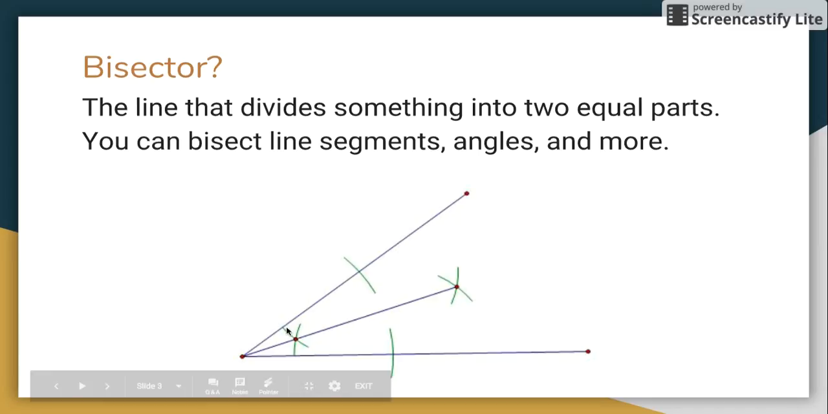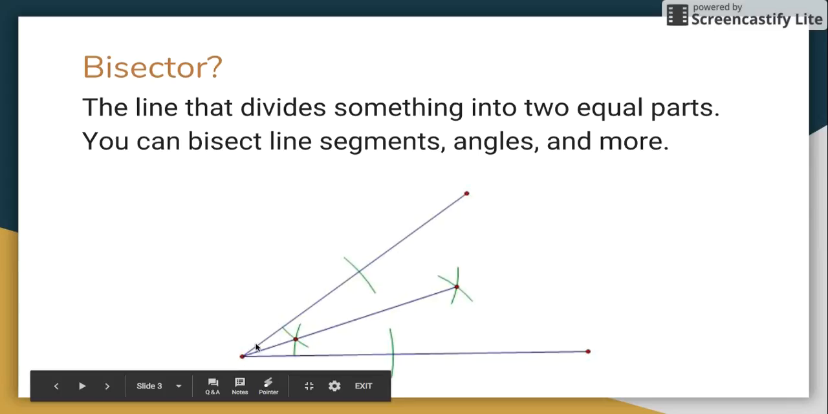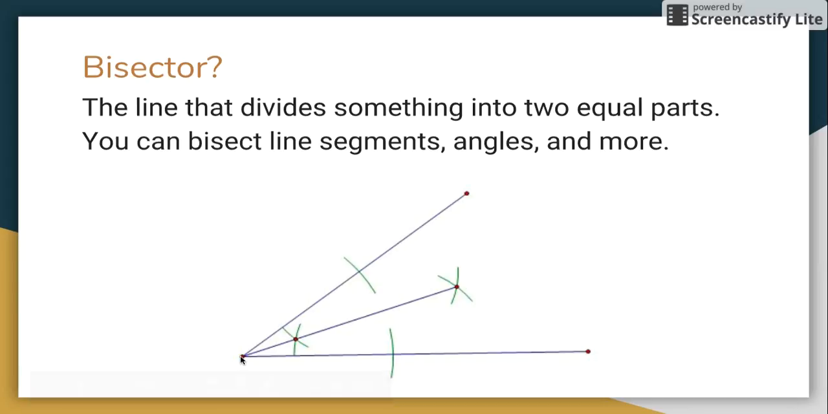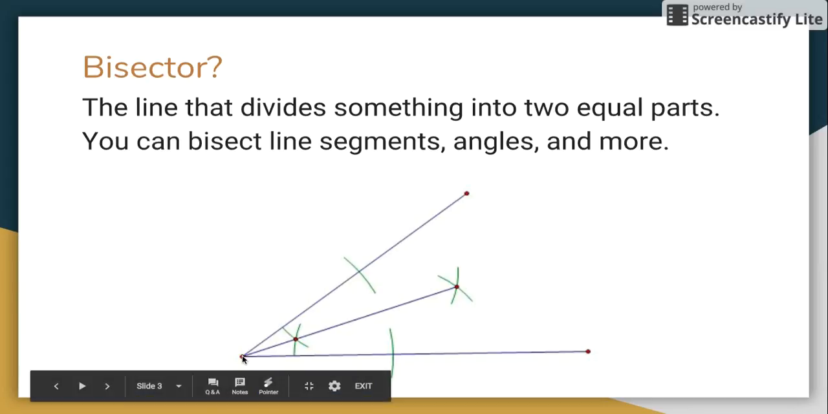Now you see we have an angle right here, and we have a vertex here, which mostly all angles have. That's a joke. All angles have a vertex. Yeah.